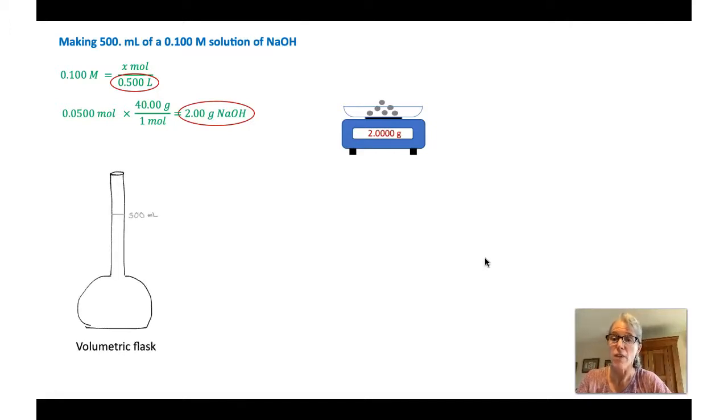Okay, then we get out a volumetric flask because that's going to be most precise in measuring 500 milliliters. We transfer those sodium hydroxide pellets into the flask. We add the water precisely up to the 500 ml mark. Okay, more precise than my little sketch here is. And voila, we should have exactly 0.1 molar sodium hydroxide solution.